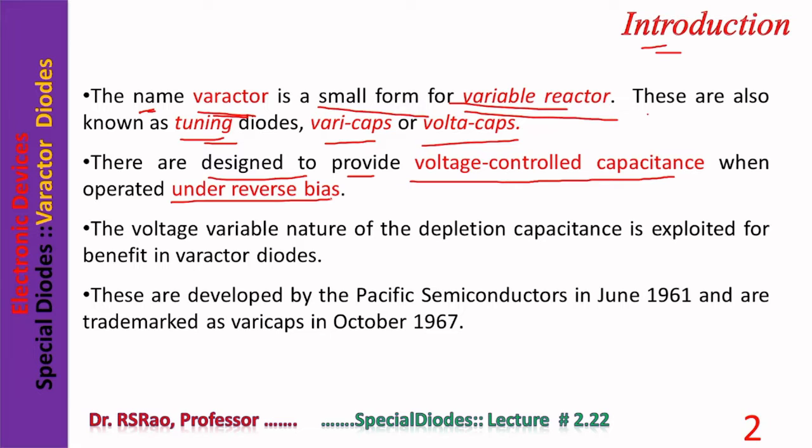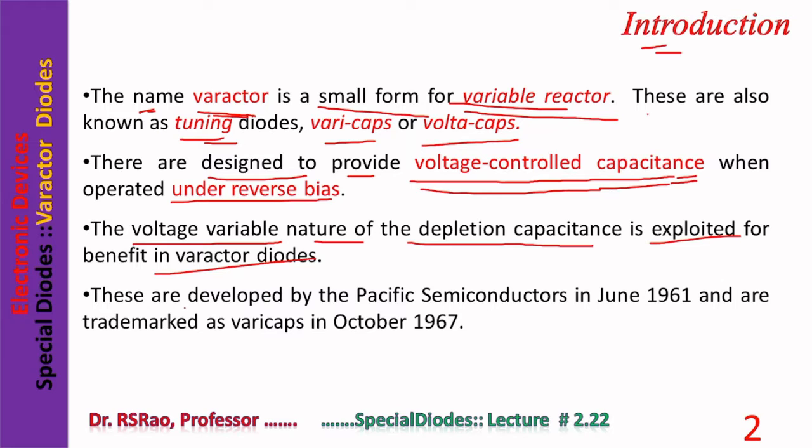We all know under reverse bias the diode possesses certain capacitance. It is called transition capacitance. This capacitance depends upon the reverse biased voltage. So it is voltage dependent capacitance or voltage controlled capacitance. This property is used for benefit in several applications. The voltage variable nature of depletion capacitance is exploited in Varactor diodes.